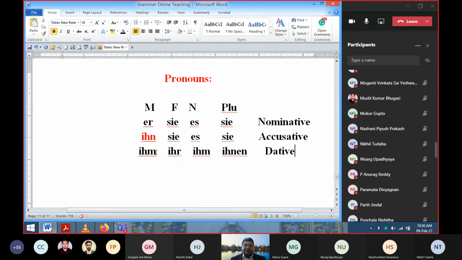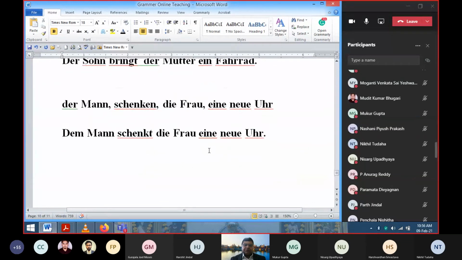And the third row is dative. That means it is indirect object. Ihm. So the meaning will be to him, to her, to them. Plural form will be to them. So let us try.